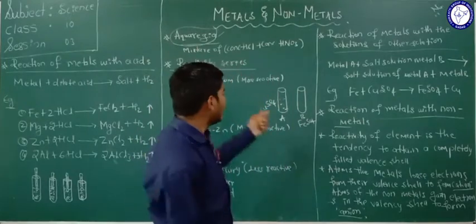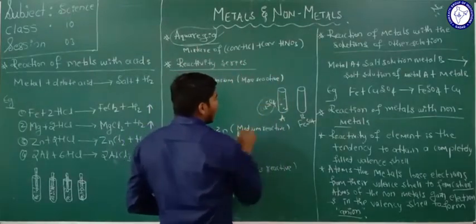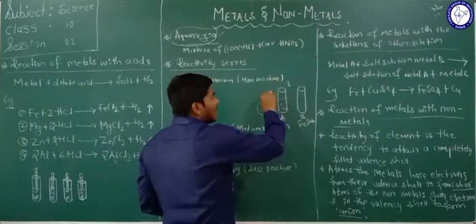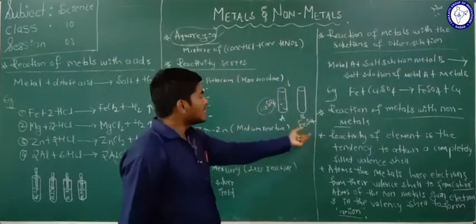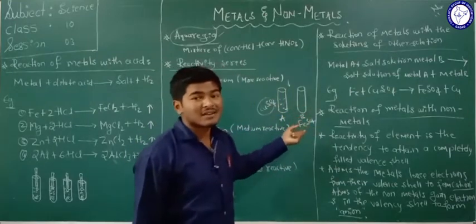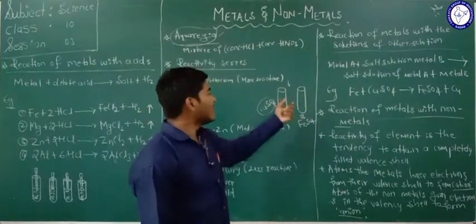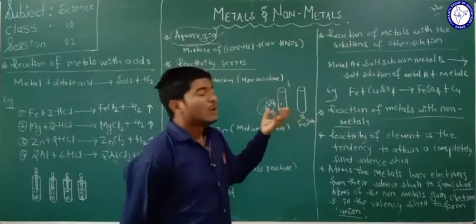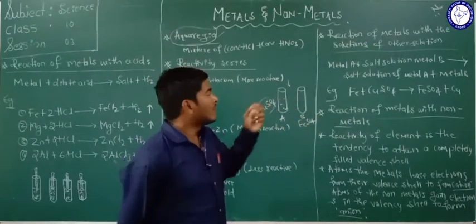Here the CuSO4 is a metallic solution, the iron is a metal, and that metal reacts with the metallic solution. But in the case of the FeSO4, that is ferrous sulfate solution, the copper nail doesn't make any difference here. Why? What happens here? What is the reason behind that? That will be studied now.